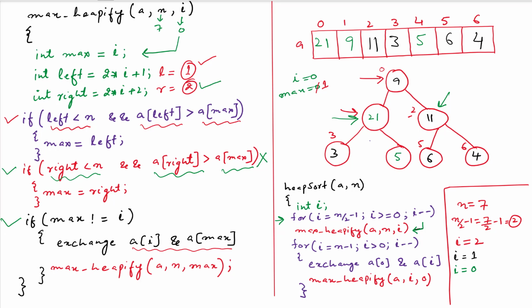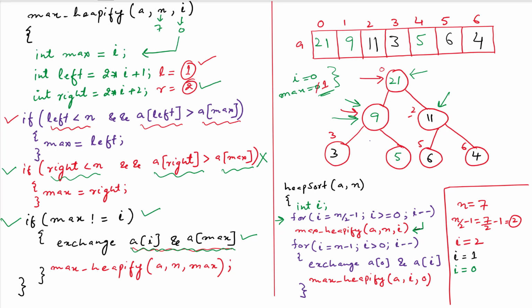If max is not equal to I, okay, yes, max is 1 and I has value 0, so max is not equal to I, this condition is true, then we have to exchange the contents a[i] and a[max]. A[i] means a of 0, this is a[i], and a[max] is a[1], this is a[max]. So 9 and 21 will get exchanged. 21 will go to this position and 9 will come to this position.